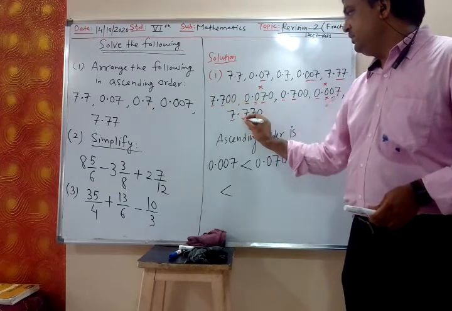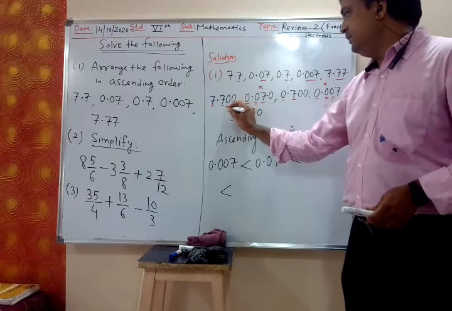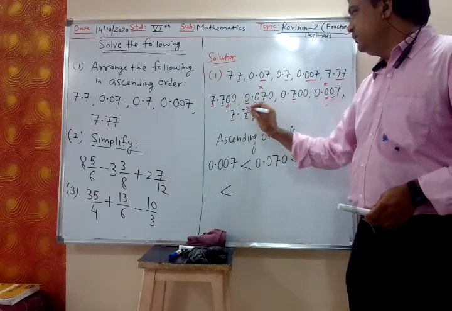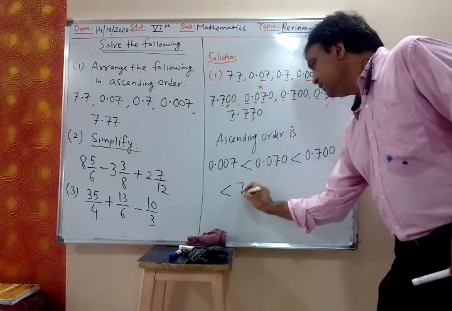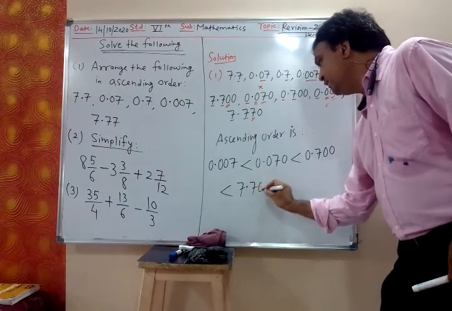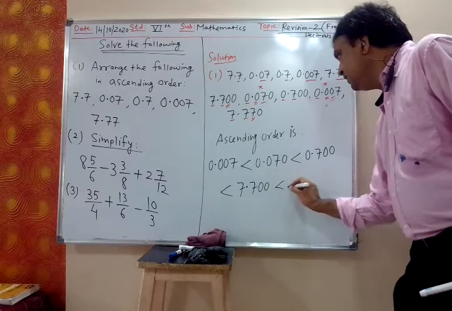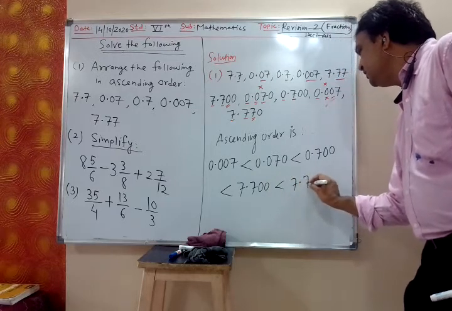7.700, 7.7, it is 7. Then next it is 0, it is 7. So this is smaller. 7.700 is smaller. So 7.700 is less than 7.770.